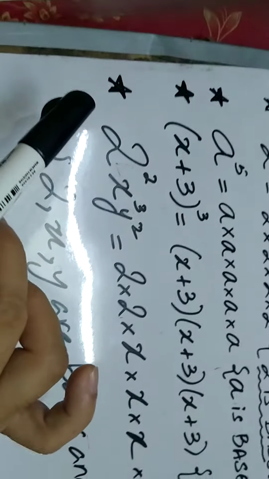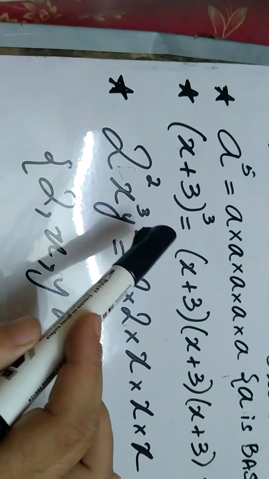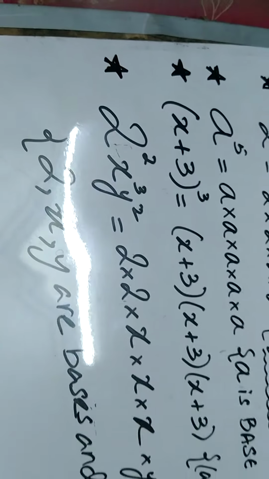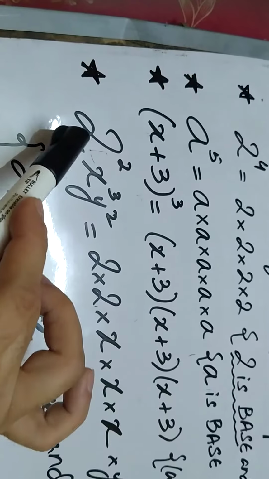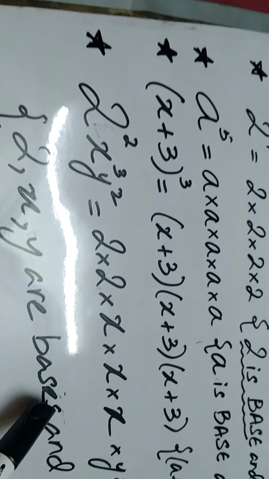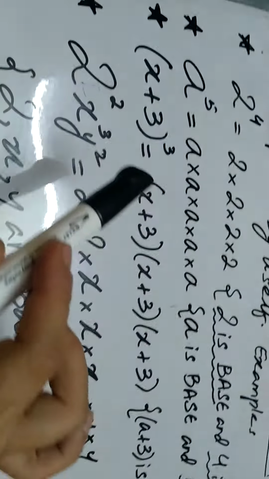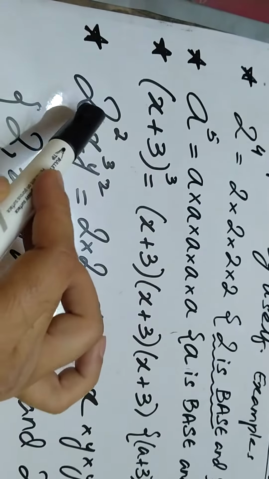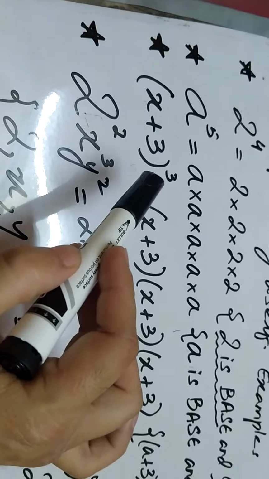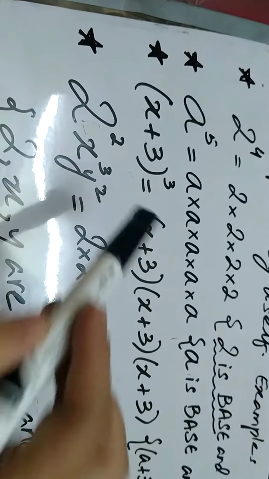Now my last example, 2 power 2, x power 3, y power 2, that is 2 square x cube y square. So remember, in this example this 2, this x and this y are bases. Look here, 2 power 2. So this 2 is base and this square is power. This x is base and this cube is power. This y is base and this square is power.